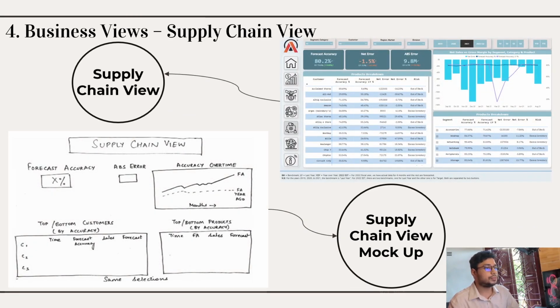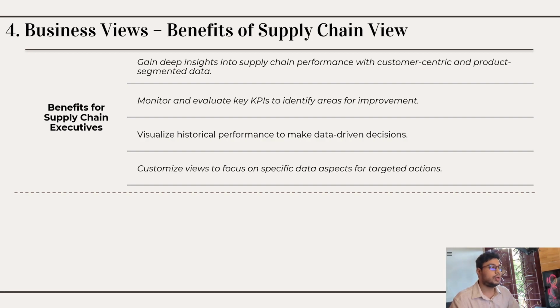Fourthly, the supply chain view. Similarly to all other views, the supply chain executive will also gain deep insights into supply chain performance with customer-centric and product-segmented data. He can monitor and evaluate key performance indicators to identify areas for improvement, and visualize historical performance to make data-driven decisions. Again, by using all those slicers, he can customize his views for his targeted strategic decisions.